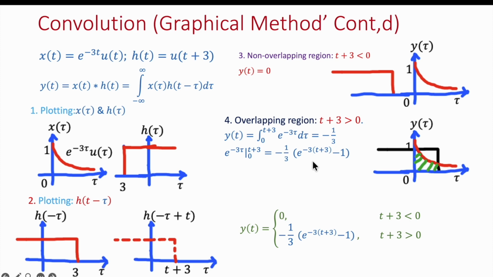And you can write the answer in two parts: y of t is equal to 0 if t plus 3 is less than 0, and y of t is equal to minus 1 over 3 times e raised to power minus 3 times t plus 3, minus 1, if t plus 3 is bigger than 0.